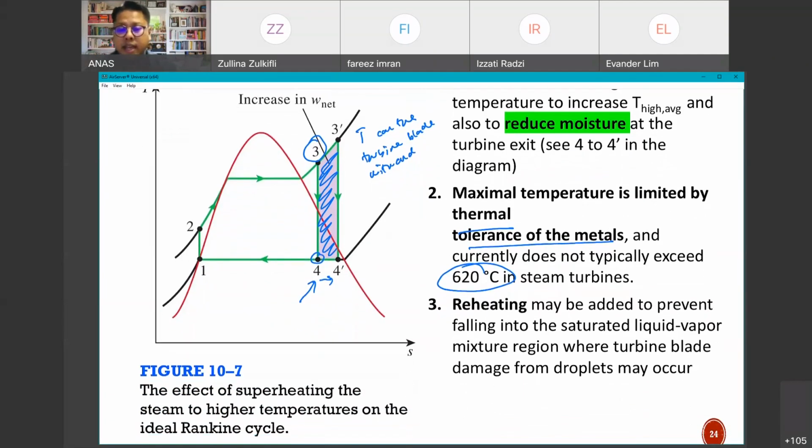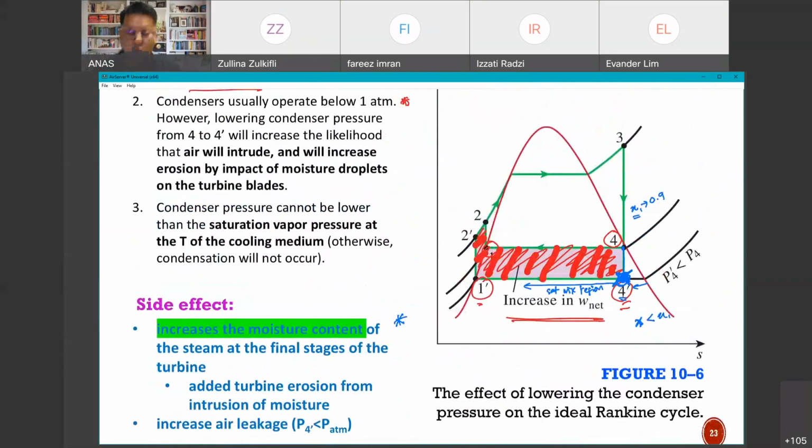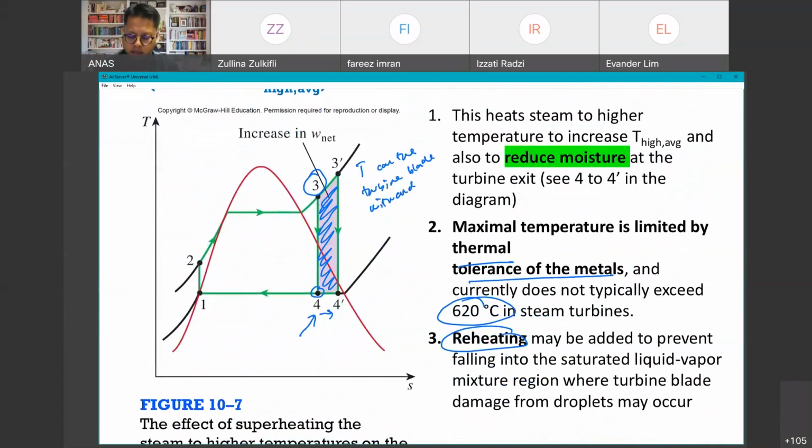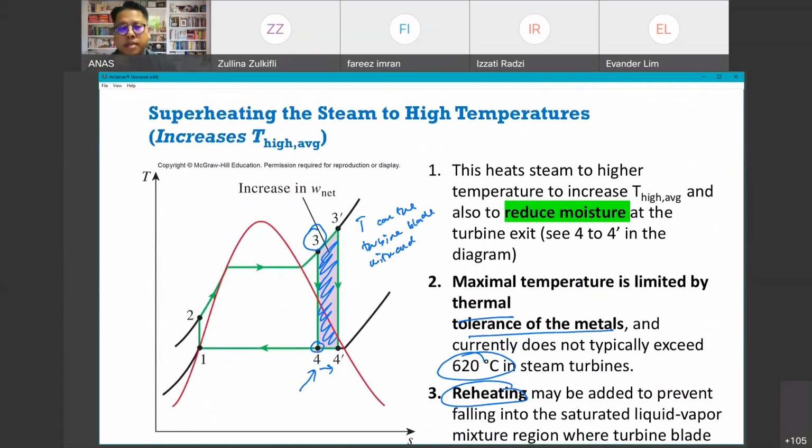And to solve this issue, reheating may be added to prevent falling into the saturated liquid-vapor mixture region where turbine blade damage from droplets may occur. So basically, to avoid this, we can also use reheating, which we are going to look at in a bit. So we looked at two things. First, we lower the pressure of the condenser. Second, we increase the temperature, superheating the steam to a higher temperature.